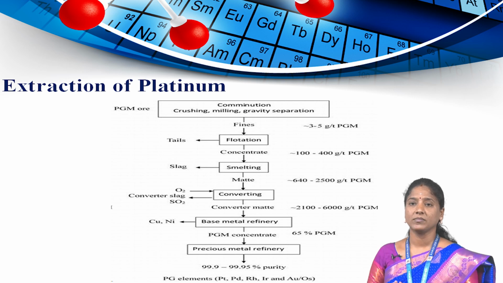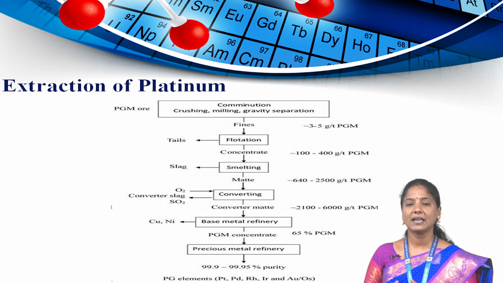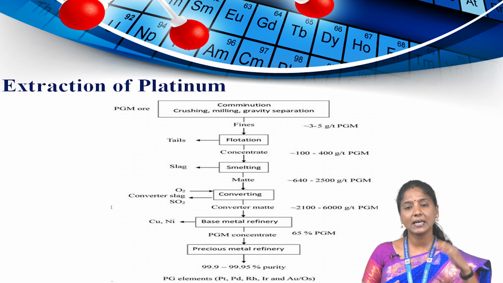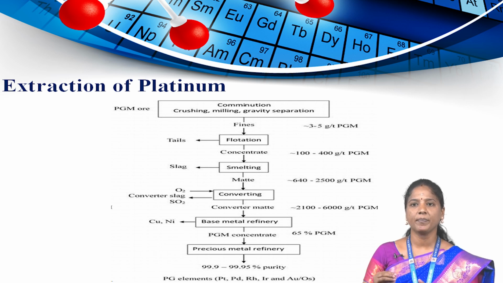Occurrence of platinum. Platinum is one of the rarest elements available in the earth's crust. The availability of platinum is around 0.005 ppm. This ppm means parts per million. South Africa is the biggest producer and supplier of platinum in the world. About 80% of platinum demand is met by South Africa alone.